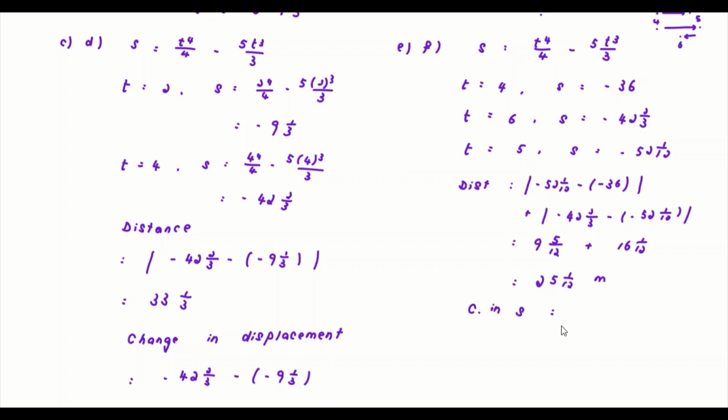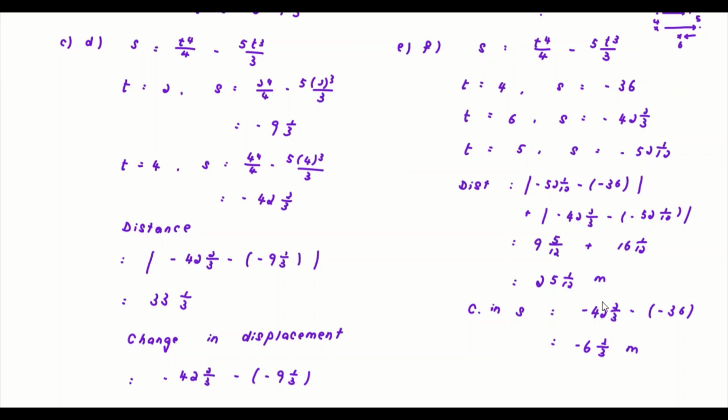Okay, so for change in displacement, we don't care about how much it travels, right? So we only take the last position minus the previous one. This is how we get our answer, which is 6 2/3 meters. Which means when t equals 4 it is here, then when t equals 6 it is here. So negative.